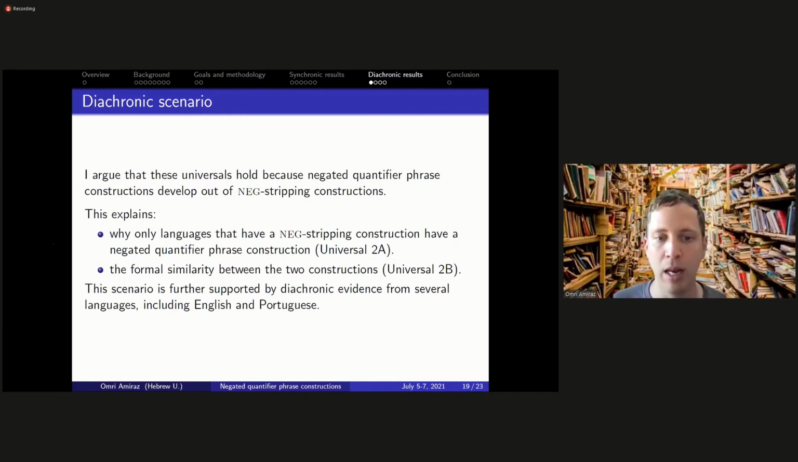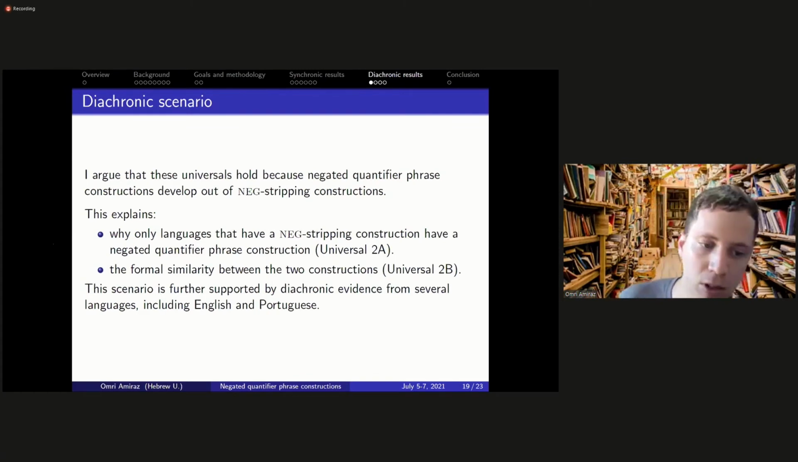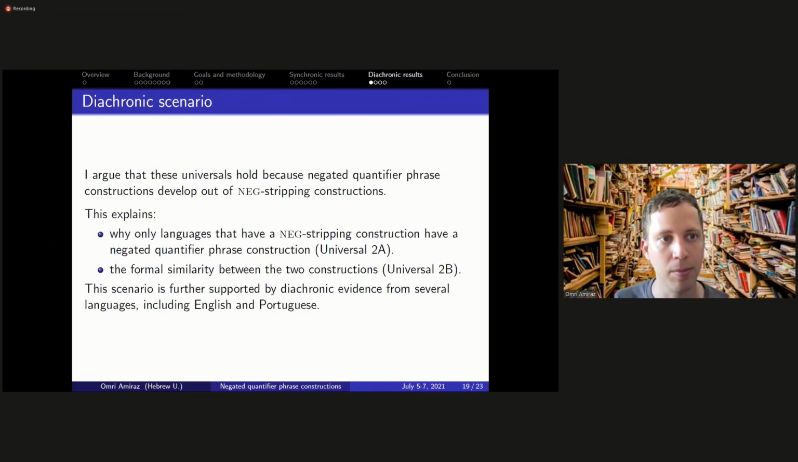And the formal similarity between these two constructions, meaning that the same negative marker is used in both cases, and not necessarily the one that's used in standard negation. This scenario is further supported by diachronic evidence from several languages, where you see that the neg stripping construction predates the negated quantified phrase construction. And I will show examples from English and Portuguese.